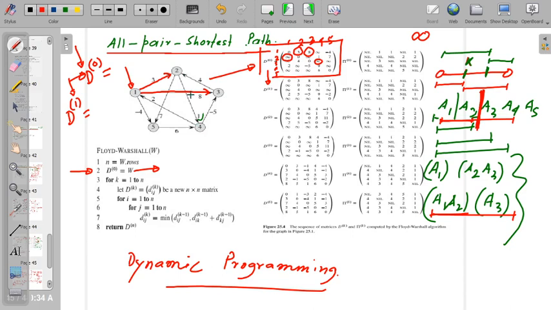No, sir, there is no direct path. So what was 4 to 2? Infinity. So 4 to 2, we are having infinity here. Okay, 4 to 2, right? Yes.